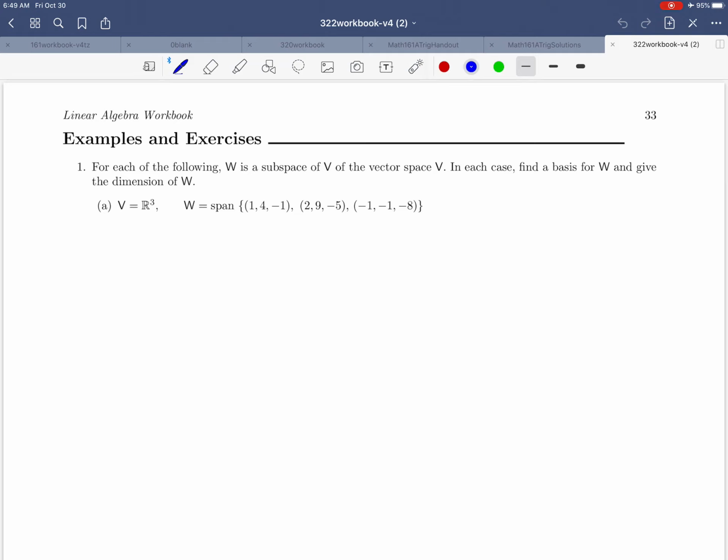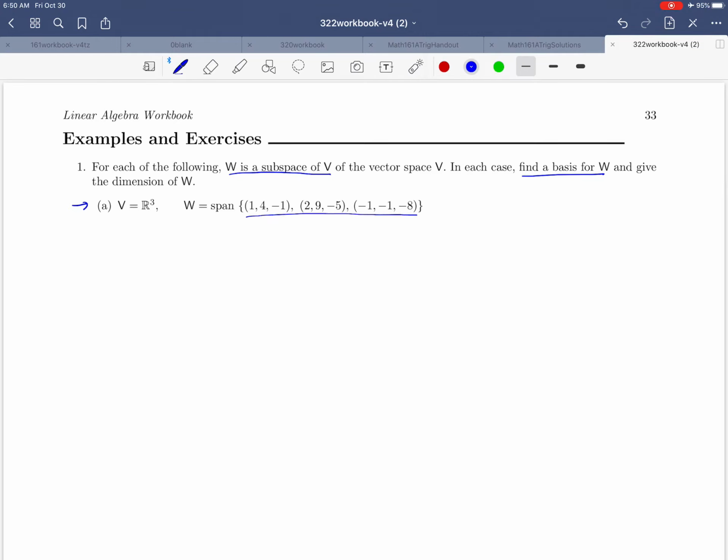So let's read this together. We're going to be working through part A of exercise 1 in this video. For each of the following, W is a subspace of V, and in each case they'd like us to find a basis for W, and then to say what the dimension of that subspace is. In part A, they start us off with the vector space R3 and a subspace W that looks like the span of 3 vectors.